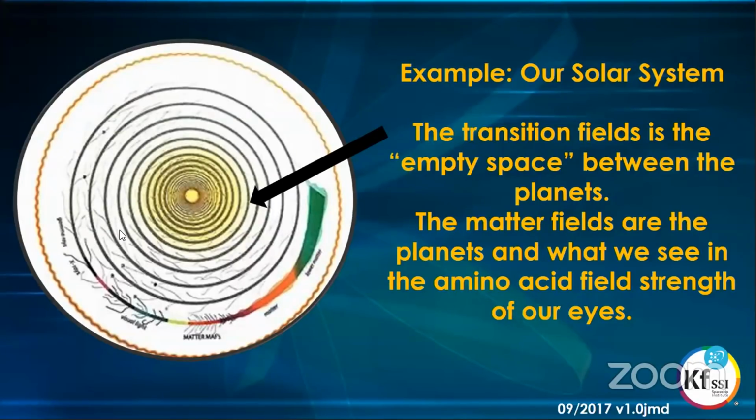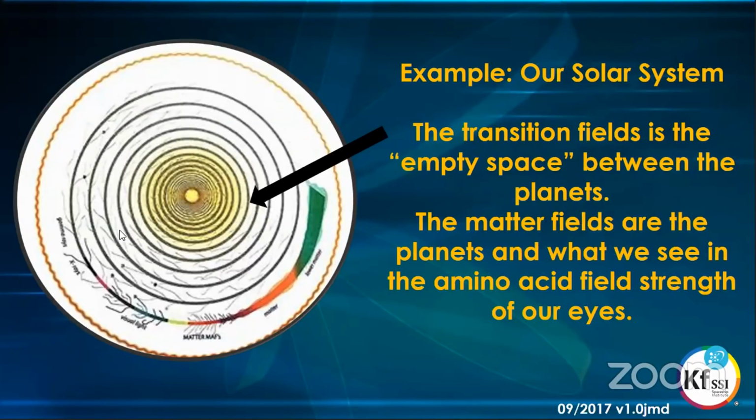It's in that space between the planets. And then the matter fields are the actual planets and what we see with our field strength of our eyes. So just always bear in mind that what we see out there is only because we see in a very narrow range, that we do not see anything else beyond what our eyes can see. But it's just filled with the fields.